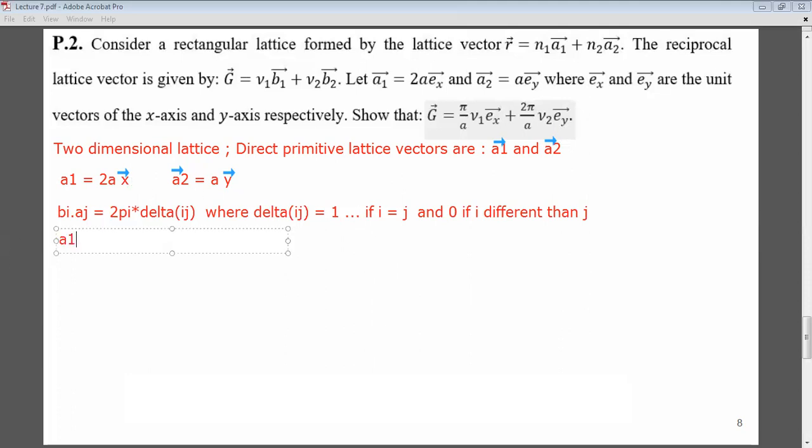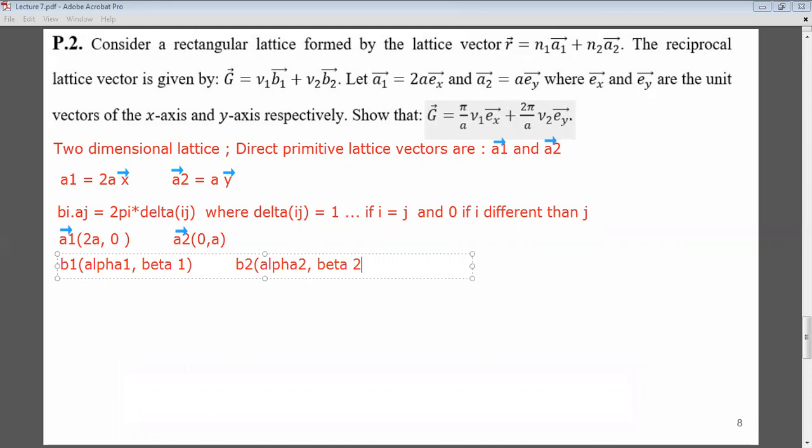So I have vector A1 now, if I want to write it like this, it is 2A, 0, right? And vector A2 is 0, A, right? So these are vectors A1 and A2. We want to calculate vectors B1 and B2. So vector B1, let's say it is alpha 1, beta 1, and vector B2, let's say it's alpha 2, beta 2, where these alphas and betas are my unknowns. So I want to calculate them.